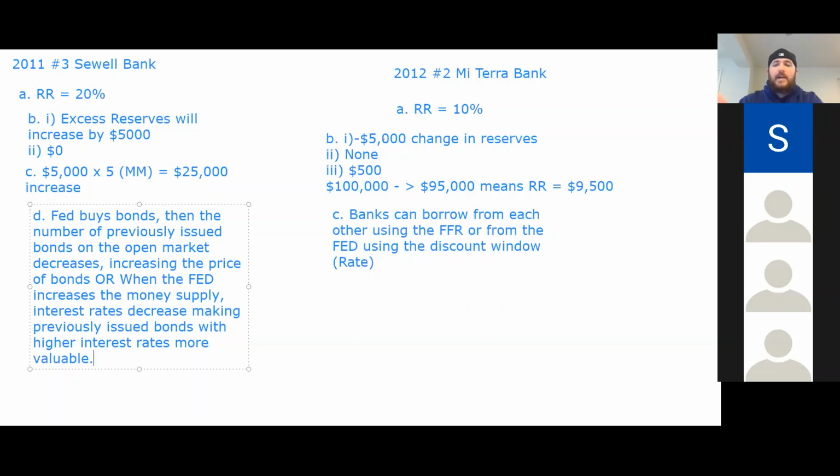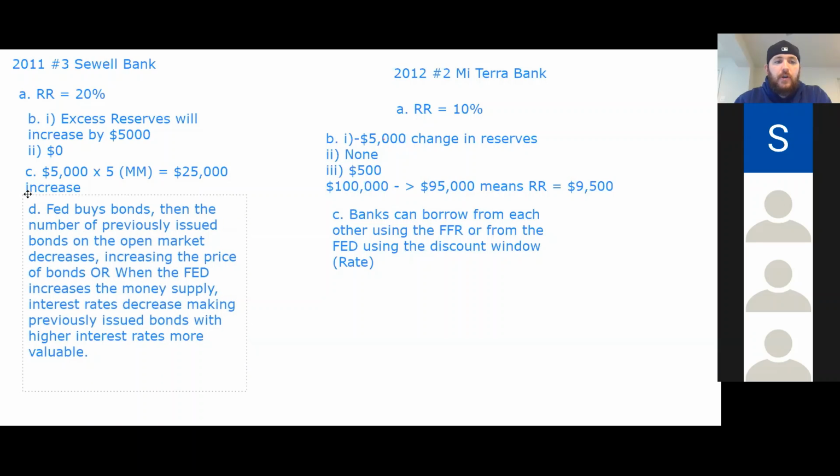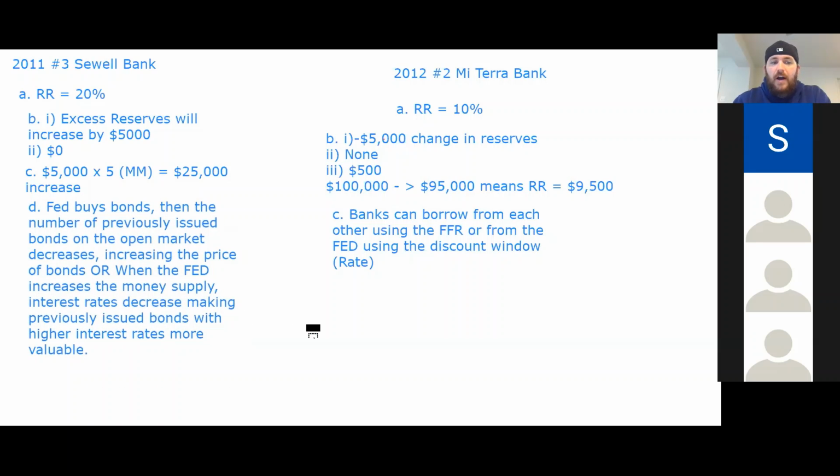I'm not going to re-say all of that. I just typed it all out for you. Either of those is perfectly acceptable in terms of the explanation that the College Board would accept. The Fed buys bonds, and the number of previously issued bonds on the open market decreases, which increases the price of bonds. Or when the Fed increases the money supply, interest rates decrease, making previously issued bonds with higher interest rates more valuable.